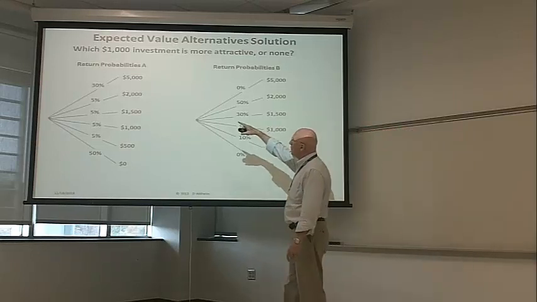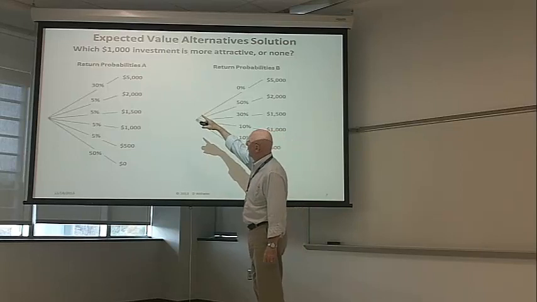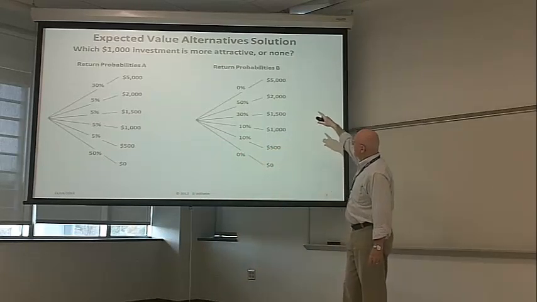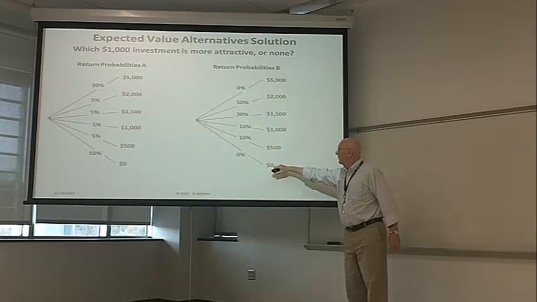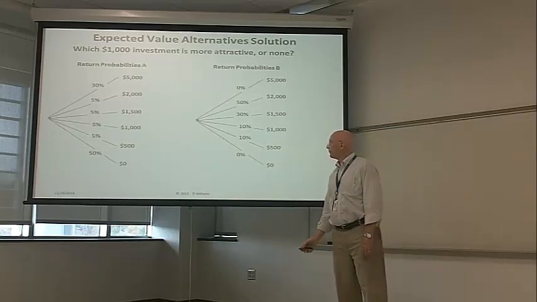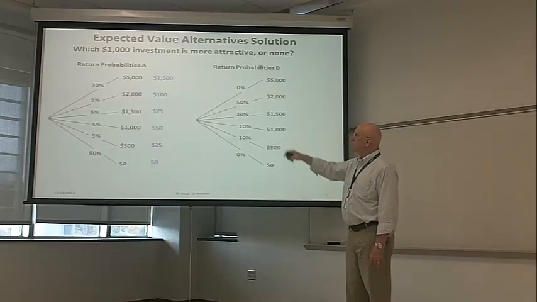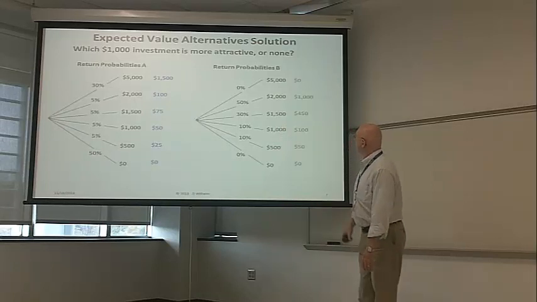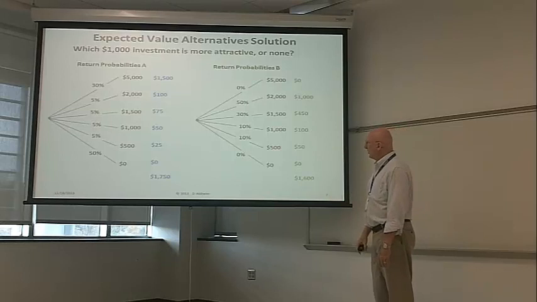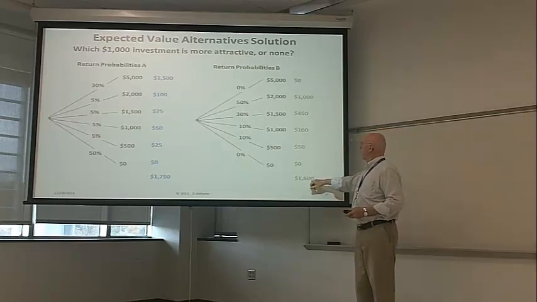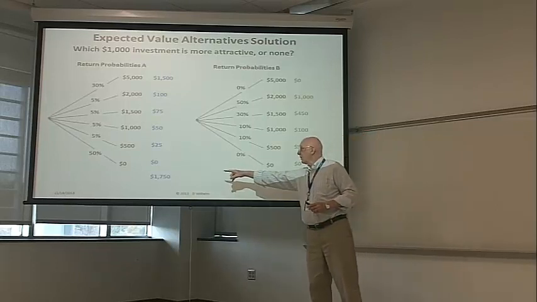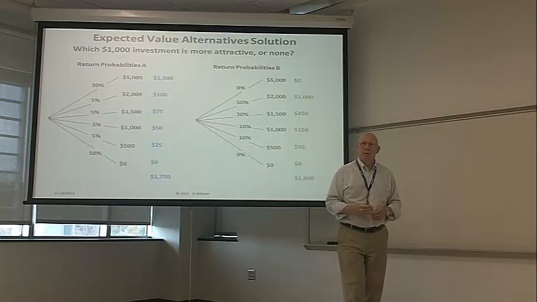Let's see. Project A, 30% chance of a home run with $5,000 return. However, also a 50% chance of 0. Project B, no chance of a home run, but also no chance of a 0, and a bunch of middling probabilities for various decent but not outstanding results. Same way as before, multiply the probability by the outcome. There's our 6 numbers for each. Sum them, and it turns out that Project A is going to have an expected value of 1,750, Project B only 1,600. If we've done those scenarios correctly, we should go with Project A, which has a higher expected value.